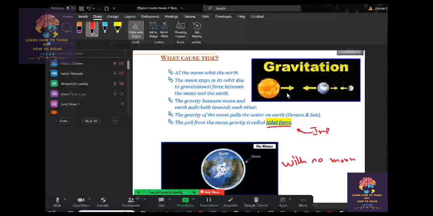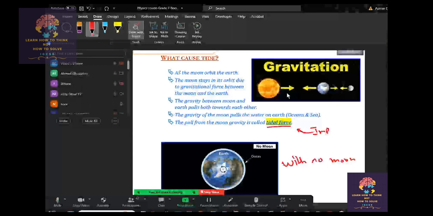No, the Earth has more gravitational force than the moon because the moon has less mass than the Earth. Okay, look, I'm not talking about the gravitational force. I'm saying the difference between the effect of tidal force of the moon and tidal force of the sun.